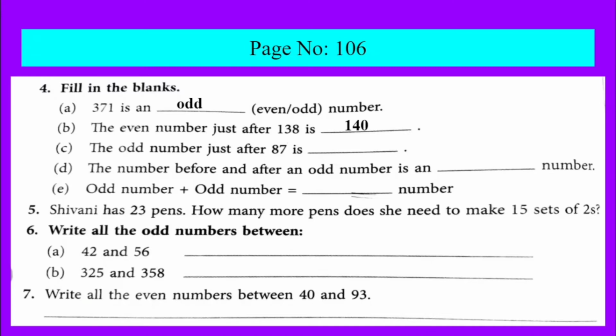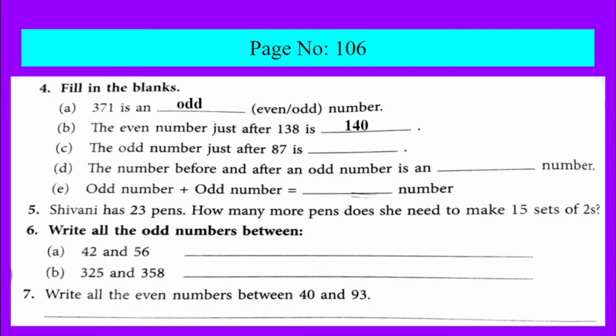Now let's do the C part. The odd number just after 87 is dash. So children, which is the odd number just after 87? Yes, we will do the forward counting. So which number comes after 87?